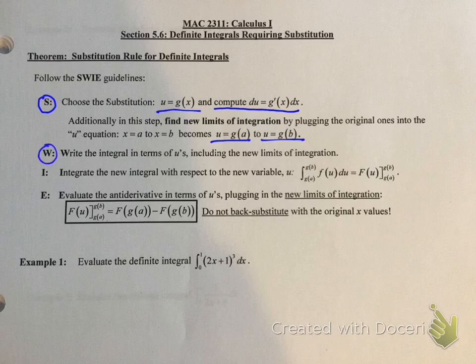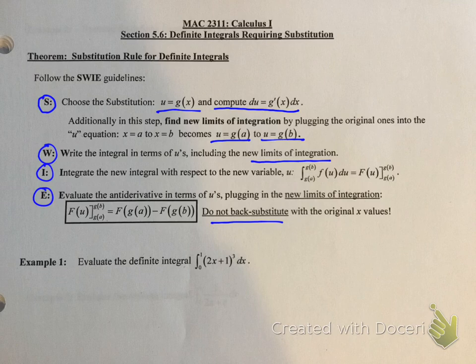We're going to then write the integral in terms of u, including the new limits of integration. And then we're going to integrate. So we're going to integrate from the lower limit, which is now g of a, to the upper limit, which is g of b, of the function at u, du. Once we evaluate the antiderivative in terms of u, we're going to plug in the new limits of integration. Do not back substitute. So this is SWI instead of SWIB. We do not back substitute because once you change your limits of integration, you don't have to do back substitution. So let's go ahead and look at the first example.